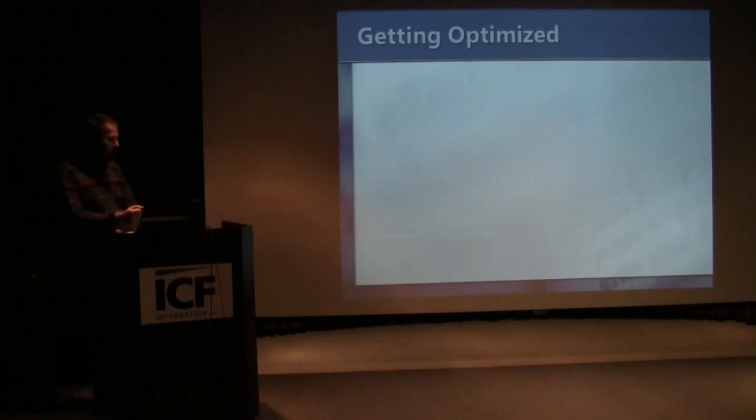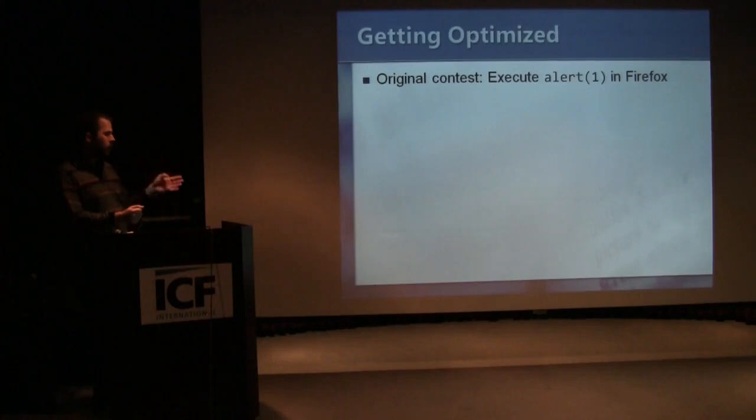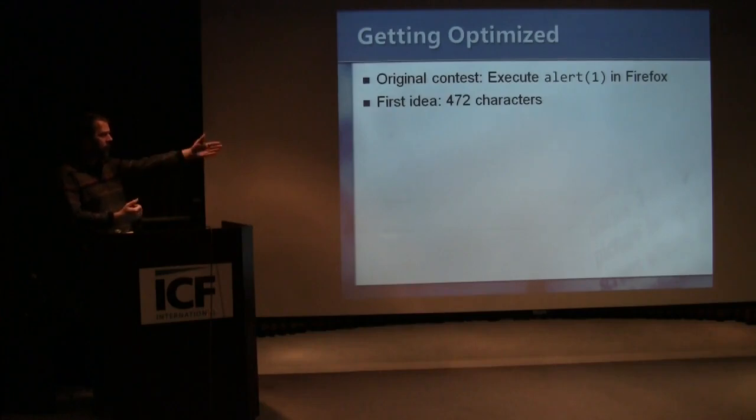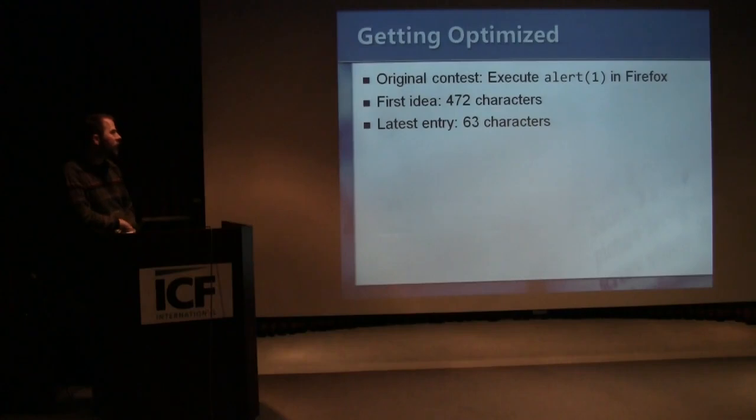But of course, it's nice to optimize down. These can get pretty complicated. This kind of first started with a contest in Slackers to execute alert 1 in Firefox as short as possible. The first entry was 472 characters long, because it takes a while to build all this out. Any guesses as to what the final version came down to? 128. Very close. It was 63 characters. So that's all it took to load up an alert 1 using no letters and numbers.